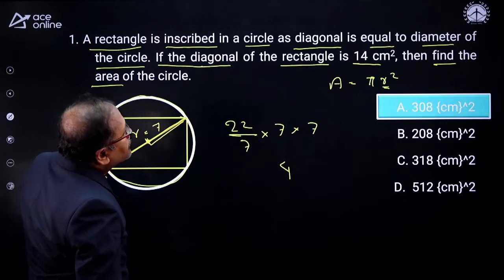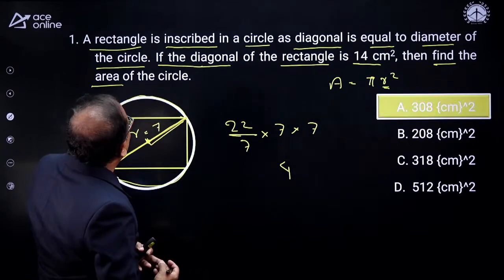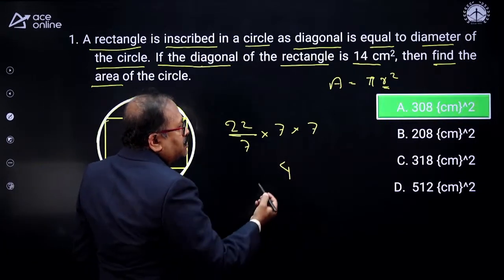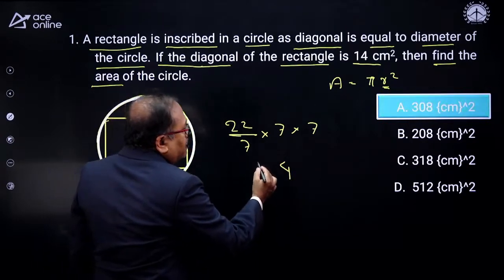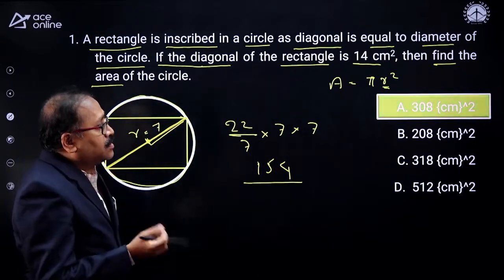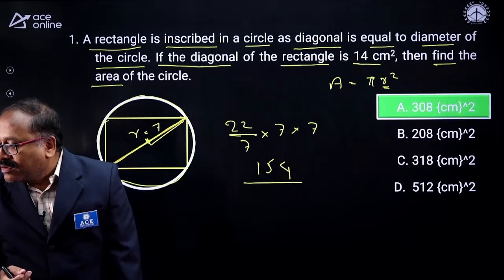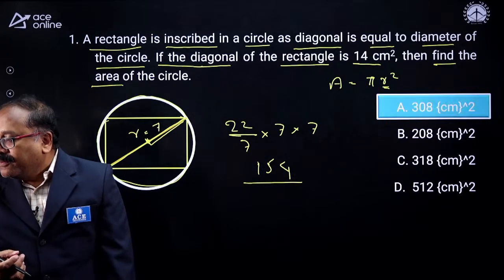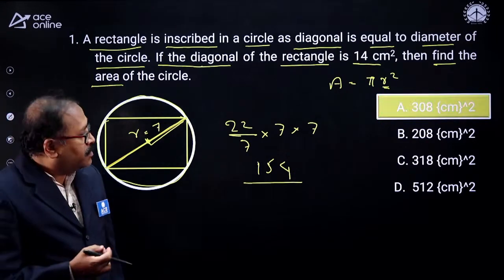Pi r square, right? What is given to us? We need to find the area of the circle. I think the options are not mentioned over there. So when I cancel this part, 7 2s are 14, carry 1, and 14 and 1, 15. So 154. I don't know why it is 308. Okay, Ram is saying pi r minus d. Okay, 154.